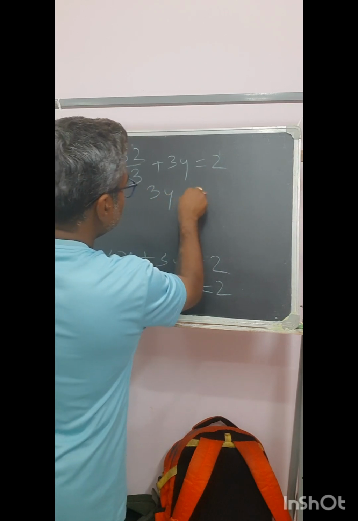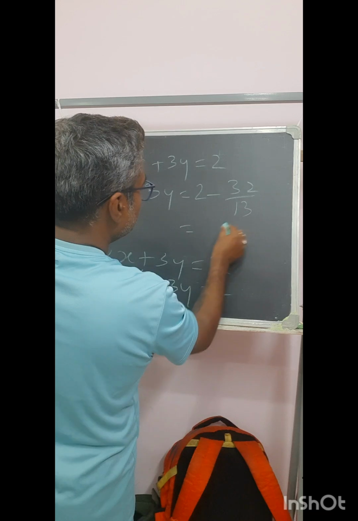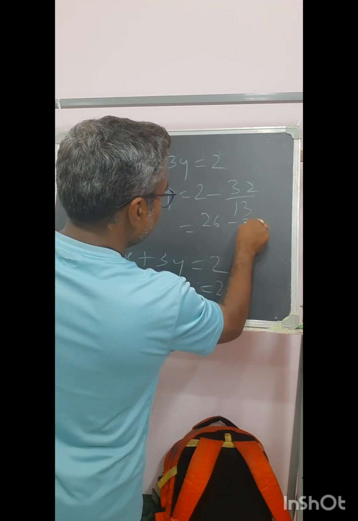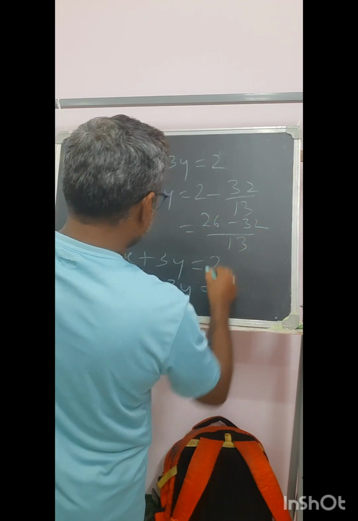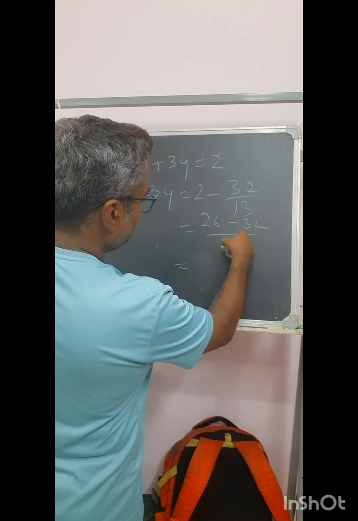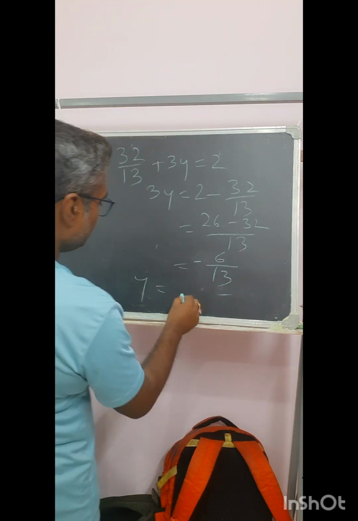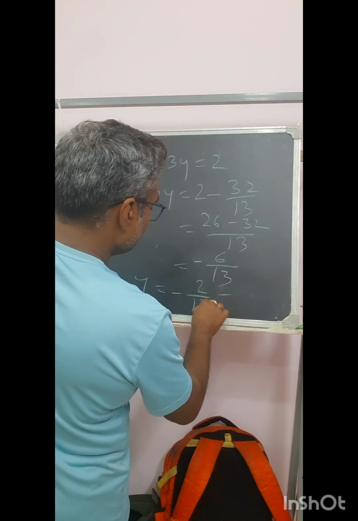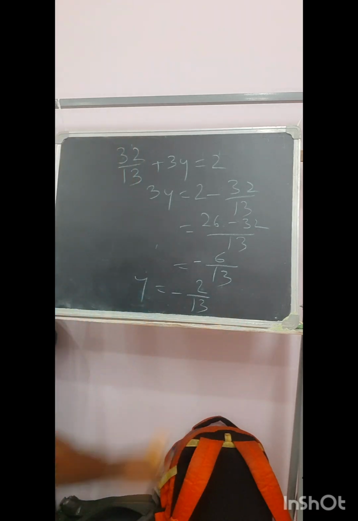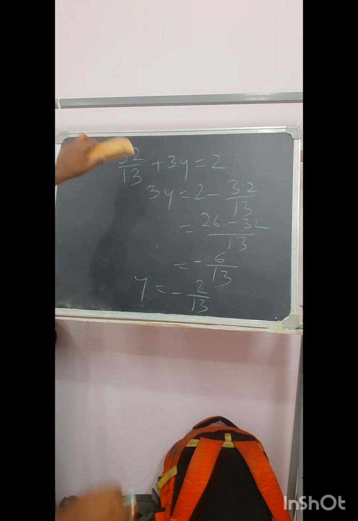Bringing all constants to one side, sign change. This will give you 26 minus 32 by 13, so this will be equal to 6 minus 6 by 13. So y is equal to minus 2 by 13. Okay, so this is your solution. So this is the process of solving two equations using the substitution method.